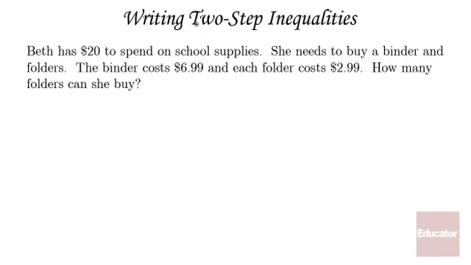Well, I'm going to estimate this binder to $7 and estimate each folder to $3. Because I know that the pennies left over will not be enough to buy an extra binder or buy an extra folder. So $20 is how much Beth has, and that's the most she can spend. She can spend exactly $20 or she can spend less, but she can't spend any more. She's going to buy the binder for $7 and then some additional folders at $3 a piece. So we'll call that 3F because we don't know how many folders.